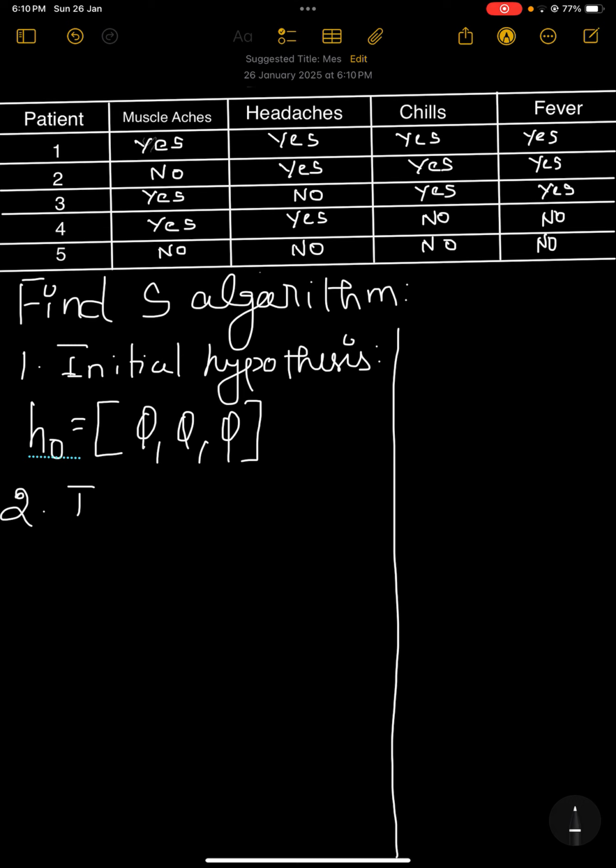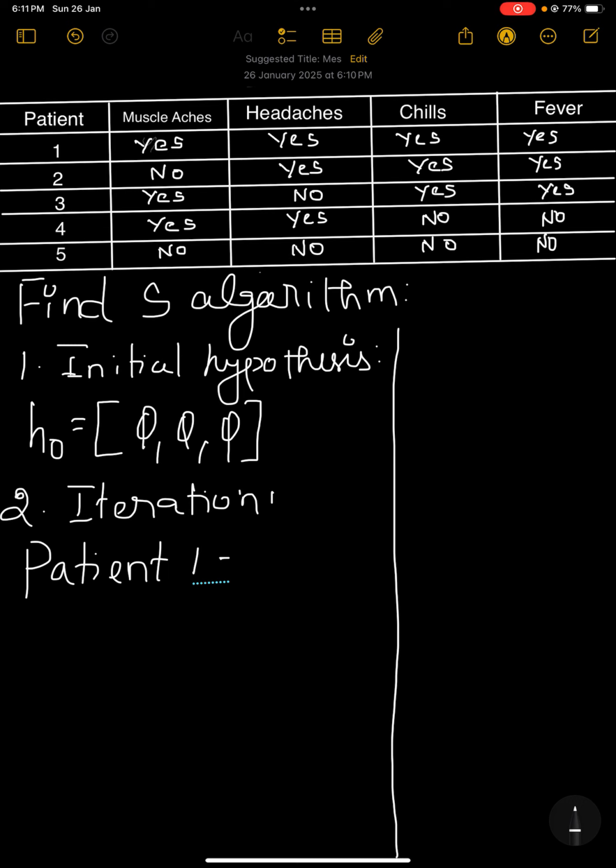So in iteration 1, we take into consideration the patient 1 record, the first sample from the given data set. First we have to check whether it is a positive outcome or negative outcome. This Find-S algorithm will take only the positive outcome for training the model, and if it is negative, the Find-S algorithm will ignore the sample for training.